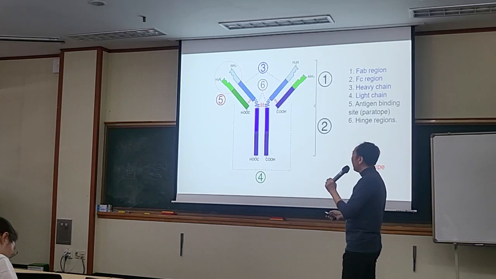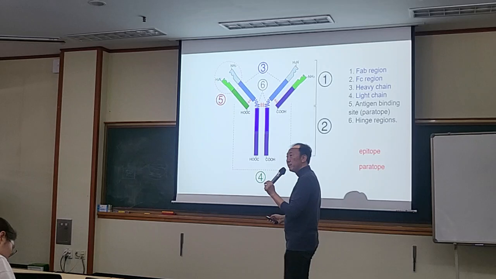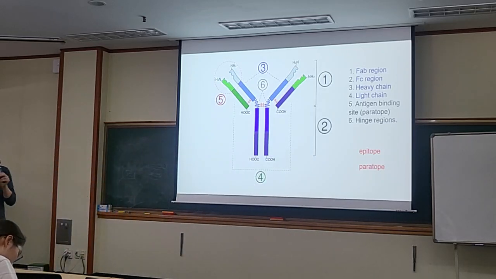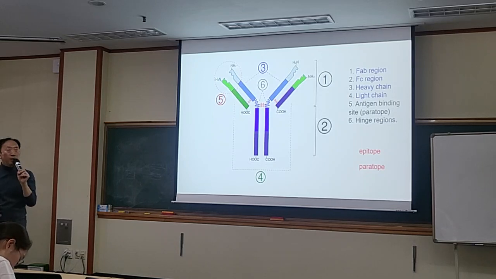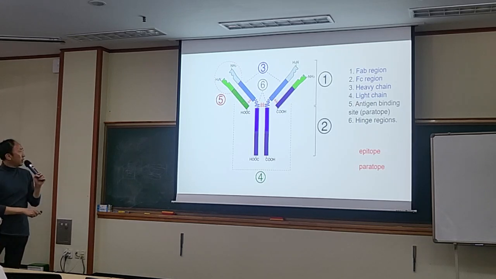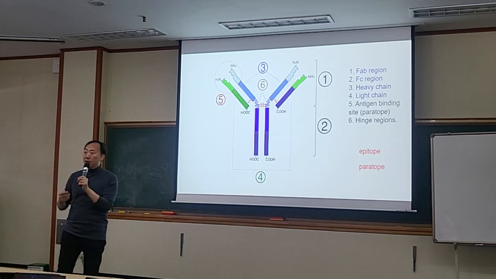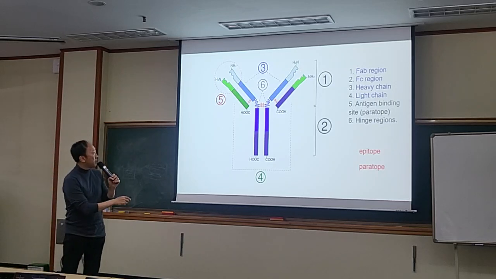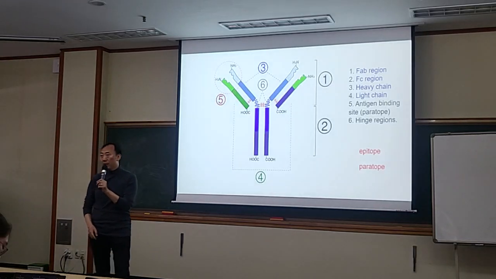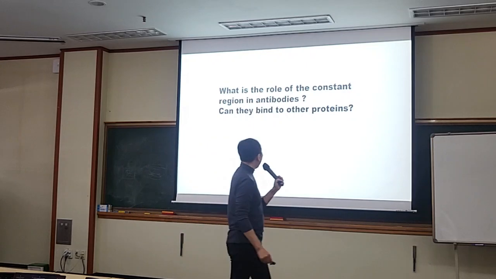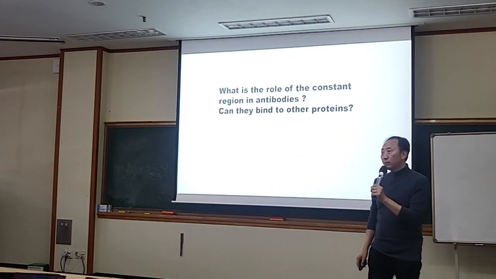And in a natural antibody, this part and this part are identical because they are made from the same genes. So this constant part can assemble these two, and also it can help in forming this structure. And with this FC, the binding affinity of FAB is further increased. It's just stabilizing this part. That's the role of FC. And the second part, this is an interesting point. Can they bind to other proteins?